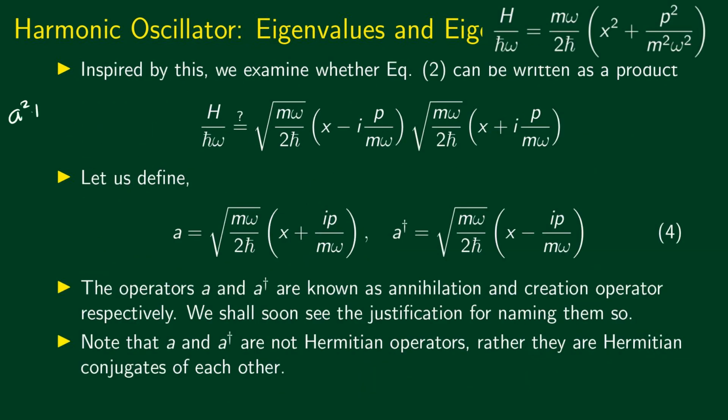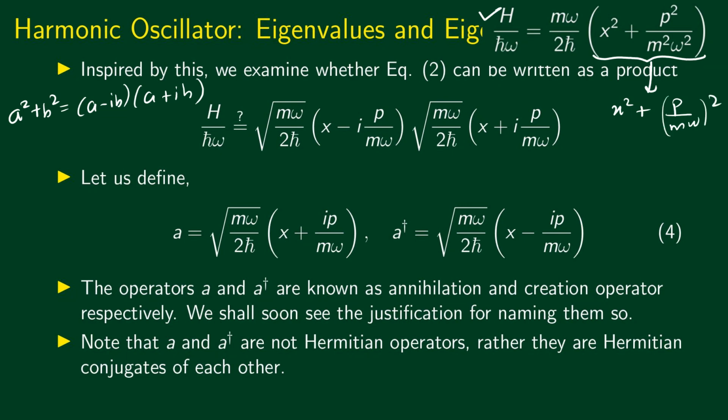So we have a square plus b square is equal to a minus ib multiplied by a plus ib, if a and b are real numbers. The expression we need to factorize is this, and in here we have a sum of squares. Here it's not the sum of squares of numbers, it's a sum of squares of operators. So we can write this as x square plus p divided by m omega whole square. Right? Now this has the same form, a square plus b square. So we can try to factorize this as x minus ip divided by m omega multiplied by x plus ip divided by m omega.